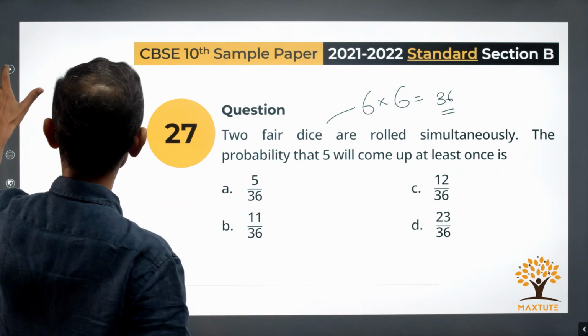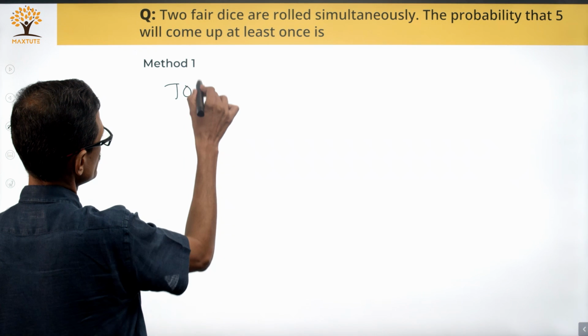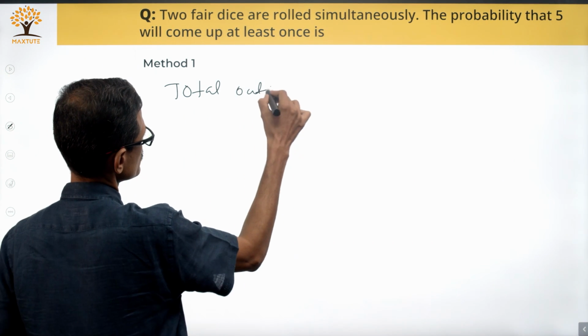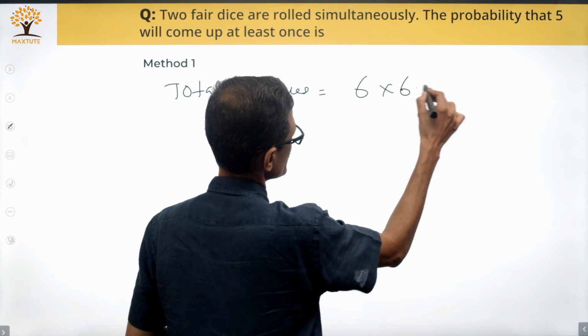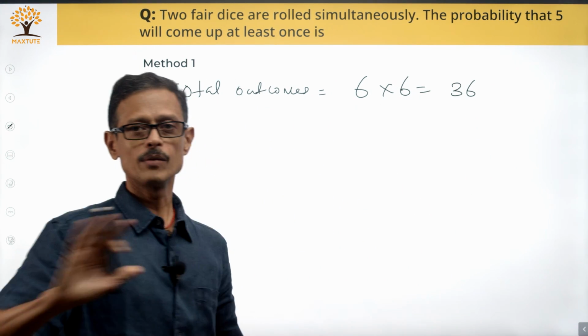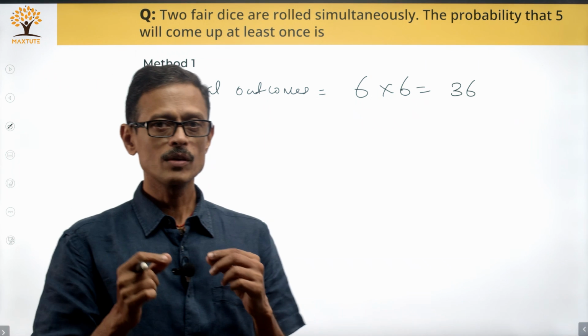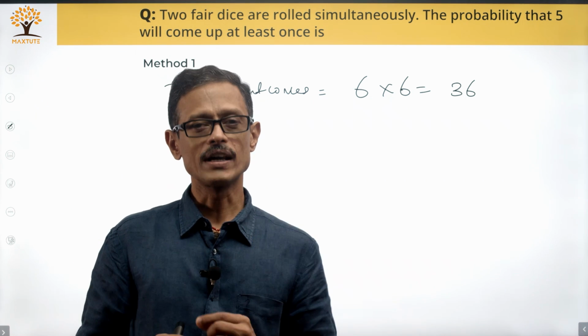Start with the first method. We know the total number of outcomes for us is equal to, we are rolling 2 dice, 6 times 6, which is equal to 36. Denominator is done. Favorable outcome is an outcome in which you need to get at least one 5.